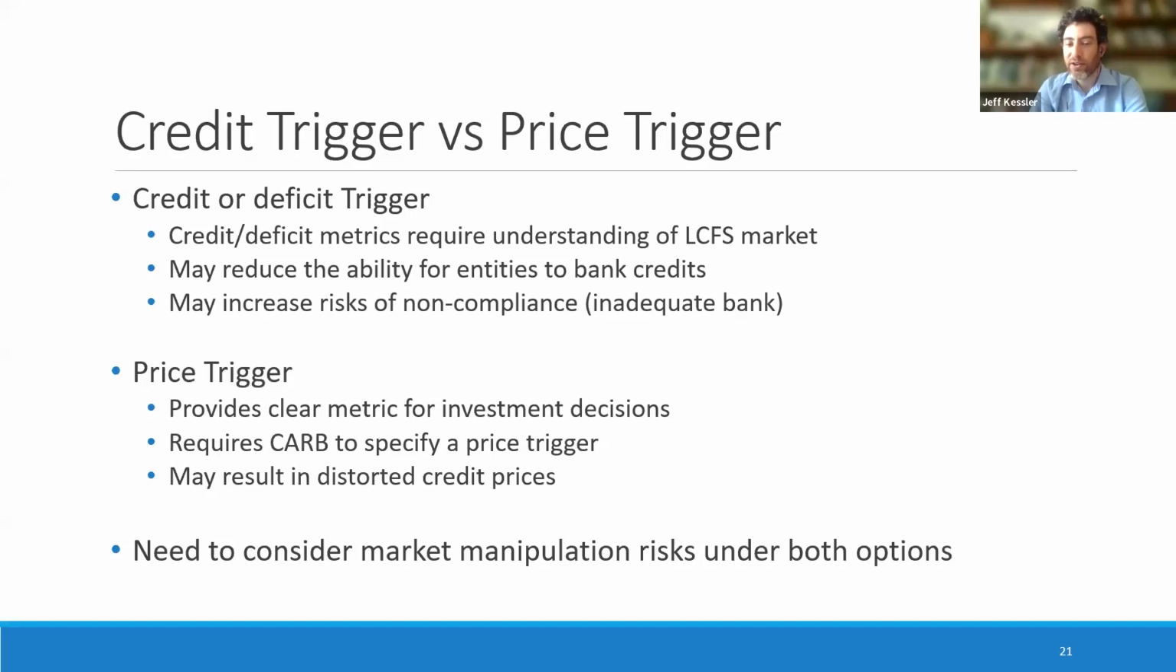A credit or deficit trigger, on the other hand, may reduce the ability for entities to bank credits. If the credit or deficit trigger limits the amount of overcompliance the market thinks is necessary to meet future standards, then this can increase the risk of noncompliance with the program or increase the program pass-through costs for the public. Depending on future innovation and low carbon fuel production costs, a credit or deficit trigger may also be insufficient to increase credit prices significantly enough to provide long-term investment certainty needed for deep decarbonization strategies to be deployed. For both of these mechanisms, we need to consider the potential for market manipulation.